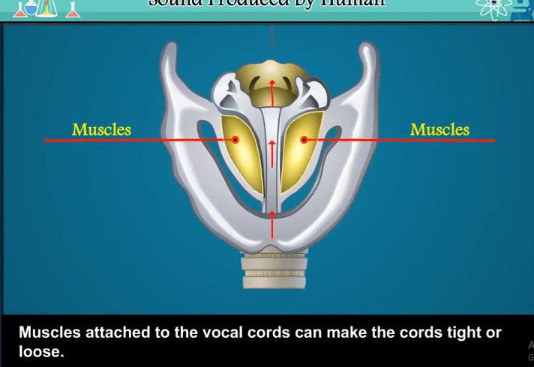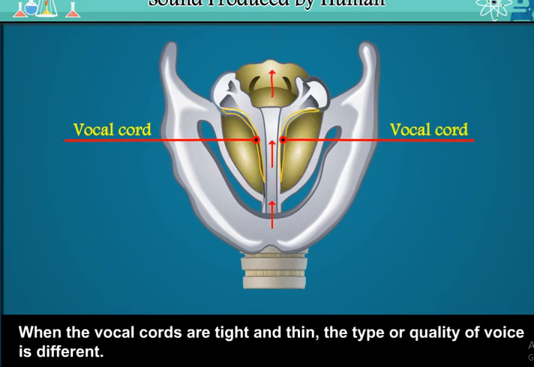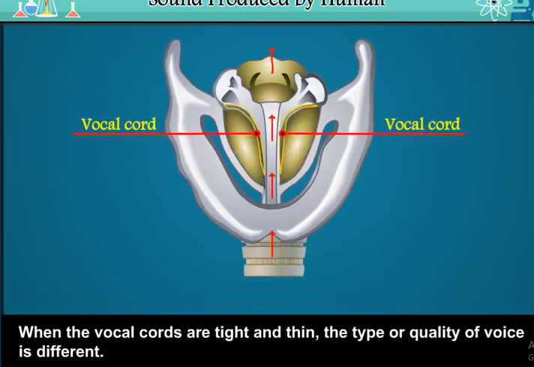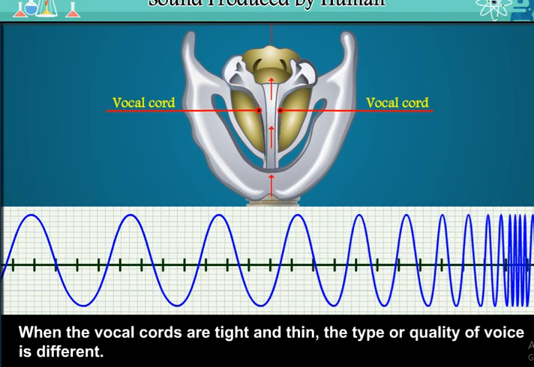Muscles attached to the vocal cords can make the cords tight or loose. When the vocal cords are tight and thin, the type or quality of voice is different.